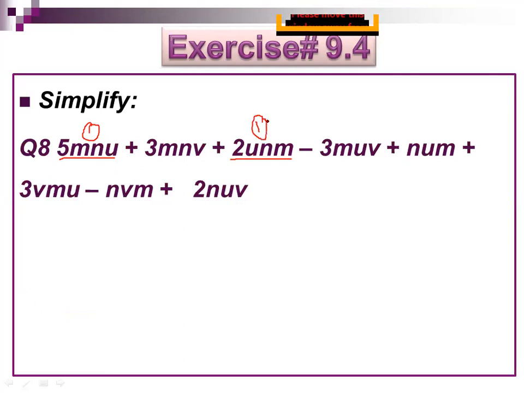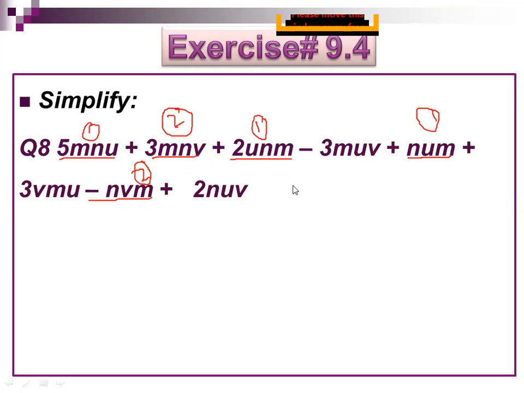That's why I'm going to write 1 here. Again mu, so this is our like term number 1. Now no more mu here. Now move on to this one, mv. This is our second like term. What you have here is vm, so this is your mv, right? The same mv. So this is our second like term.